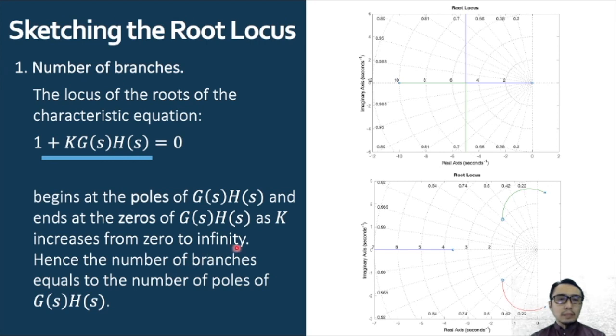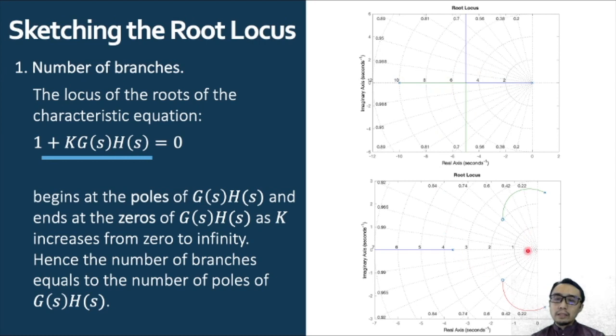So basically, if we can identify the poles of GH, then that means we already know the number of branches. For example, in this case, this is the example we saw before in the introduction slide, we have just two poles. That means we have two branches. In MATLAB, it conveniently uses different colors for different branches. So you have green and blue in this case.